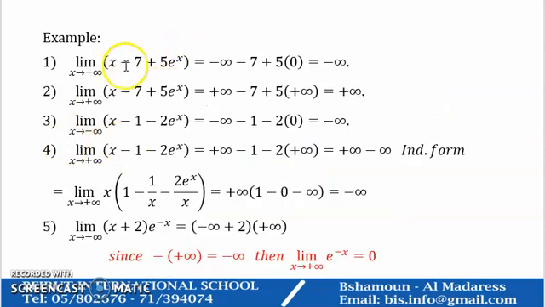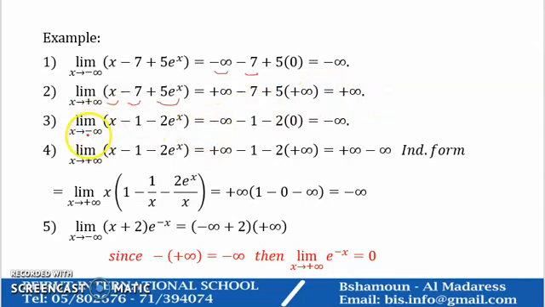Now, examples. When x tends to negative infinity, find the value of x minus 7 plus 5e^x. When x tends to negative infinity, I have here negative infinity, negative 7, and 5 times 0, because limit of e^x when x tends to negative infinity equals 0. So negative infinity minus 7 plus 0 equal negative infinity. But what about plus infinity? Also here I have plus infinity minus 7 and the plus infinity, since e^x when x tends to infinity equal infinity, so we obtain also infinity.